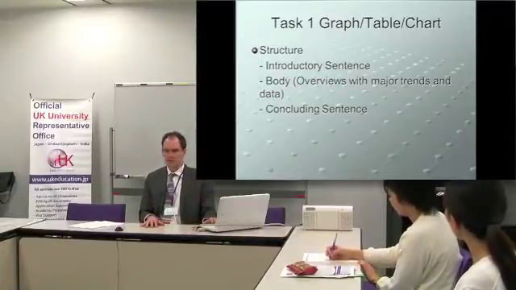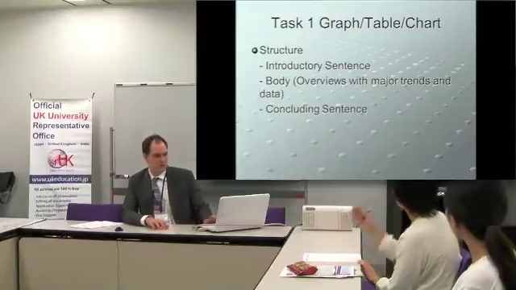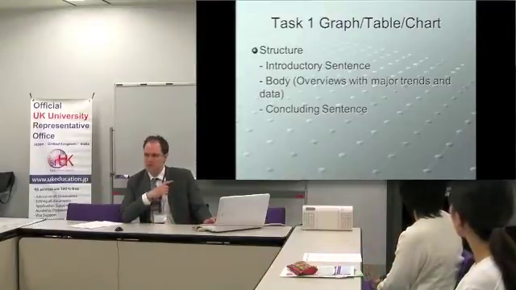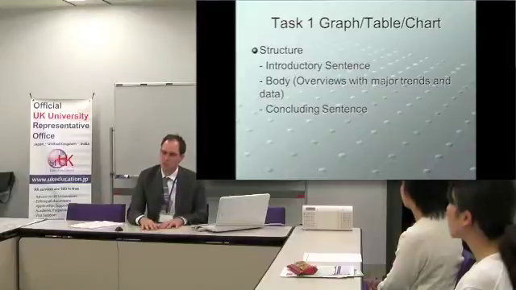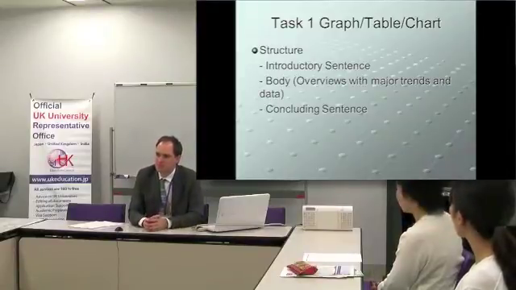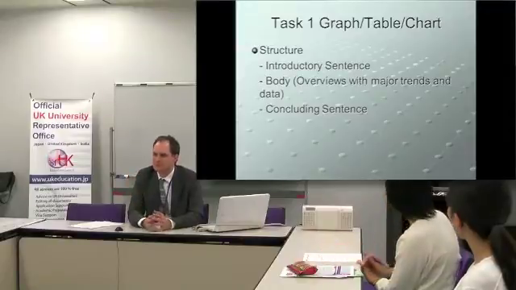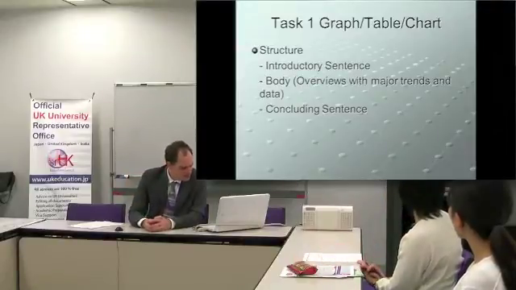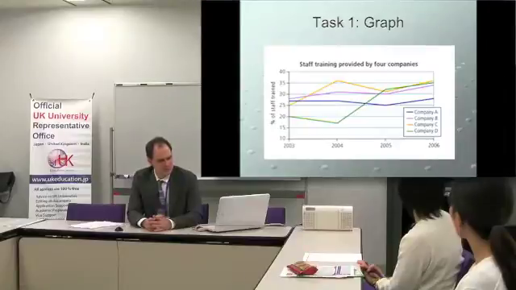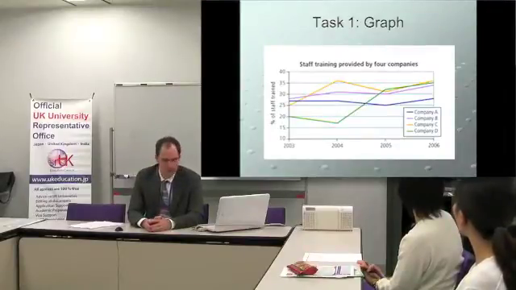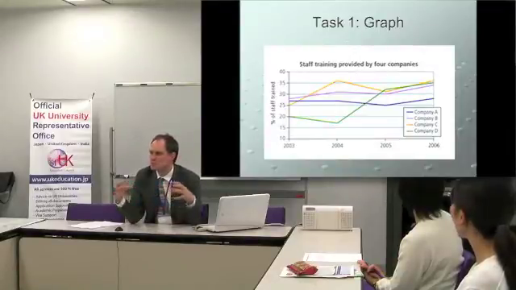So looking at this one again, we've said, what we said about the overview in the body, I think this lady said here, all of them increase. That is the overview. Training provided at all 4 companies increased over the period. But let's look at company D, for example. What happened between 2003 and 2004? I'll try and answer with a full sentence.